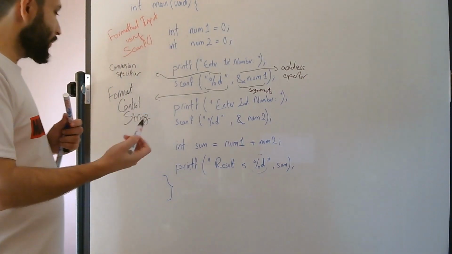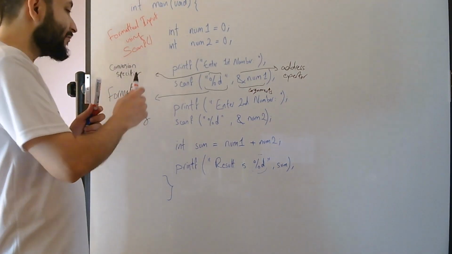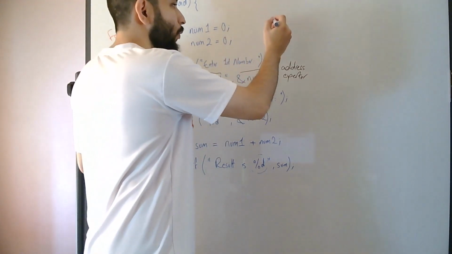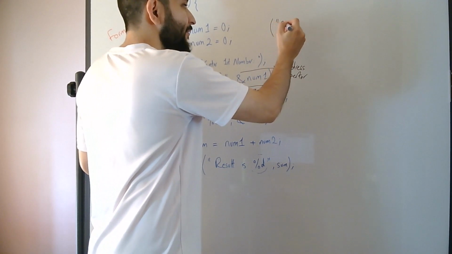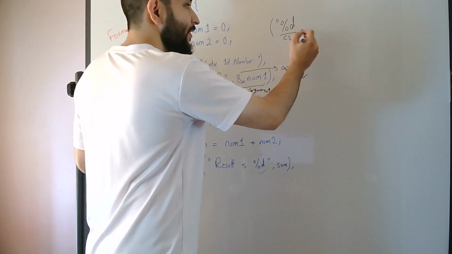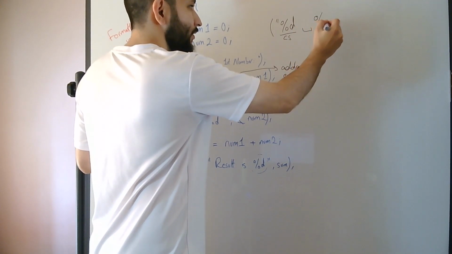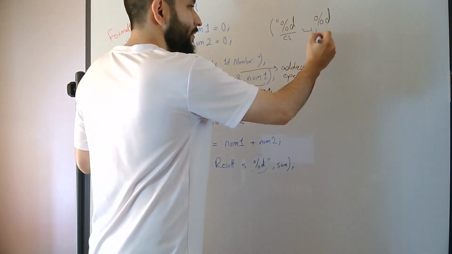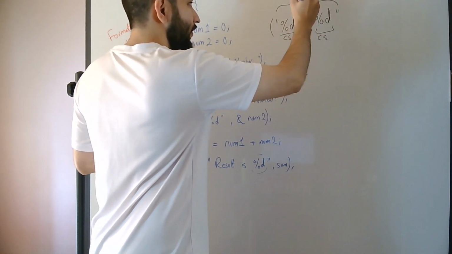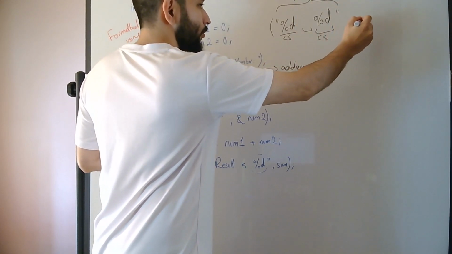Now you may be confused about this format control string and this conversion specifier, so I want to give you another example. For the format control string, we can have one conversion specifier, then a space, and then another conversion specifier for integer. This whole part is called the format control string, and this other part is going to be the arguments.